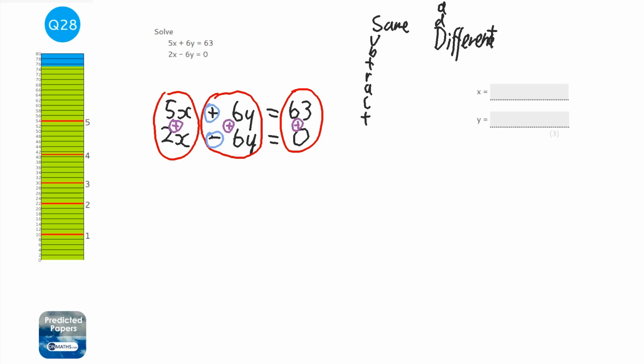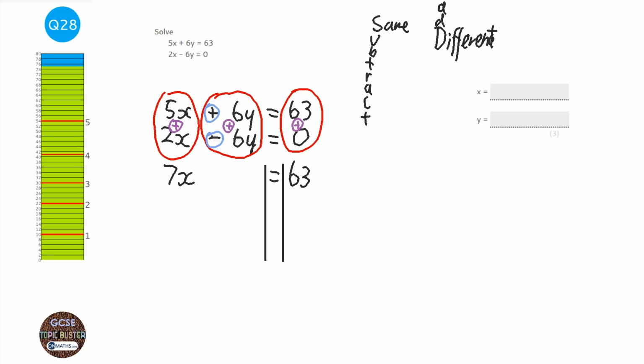Okay, so 5x plus 2x is 7x, and we're going downwards. 6y plus minus, well the minus wins a plus minus, so 6y minus 6y is 0, and it has to be 0, otherwise we can't answer this question, and 63 plus 0 is just 63. Then we put our lines in to solve it.